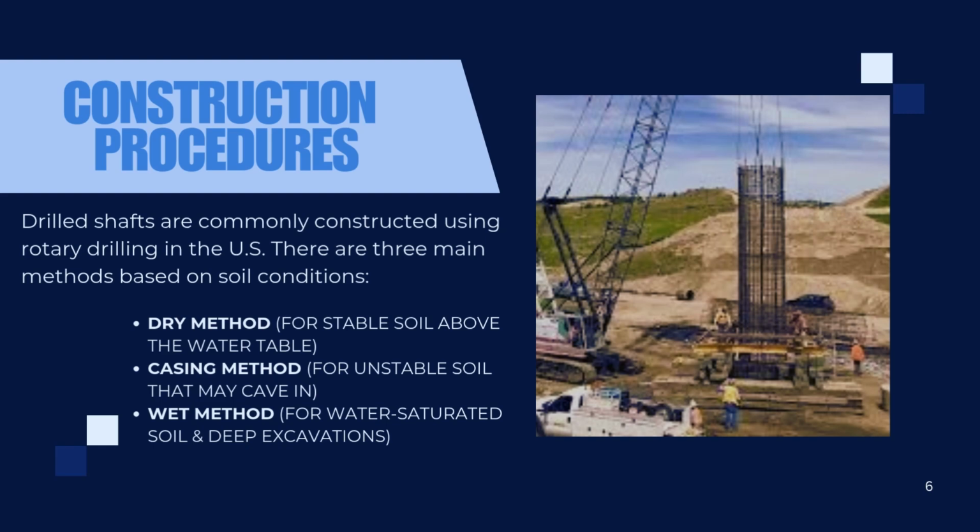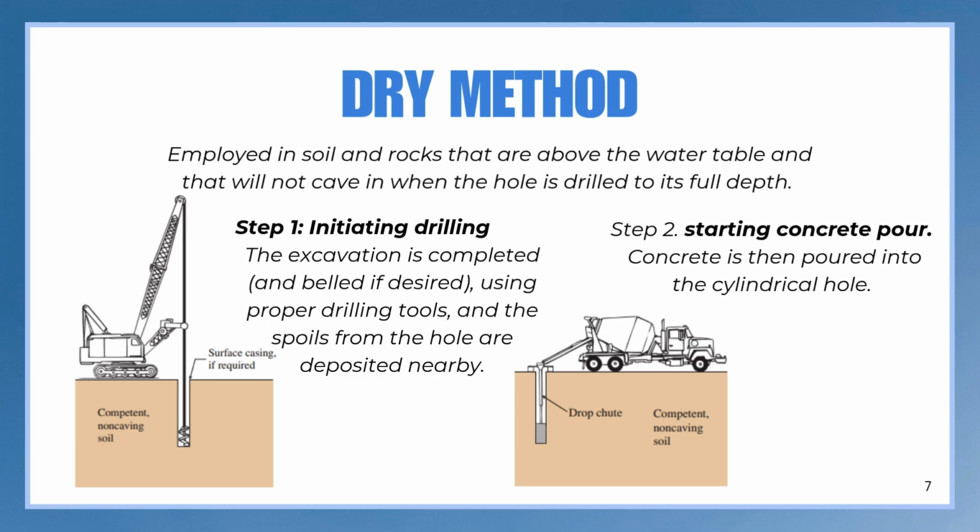Drilled shafts are commonly constructed using rotary drilling in the US. There are three main methods based on soil conditions: the dry method, casing method, and wet method. Dry method is used for stable soil above the water table. Casing method is used for unstable soil that may cave in. Wet method is used for water saturated soil and deep excavations. Dry method is used when the soil does not cave in after drilling.